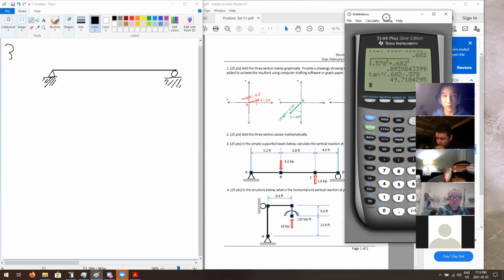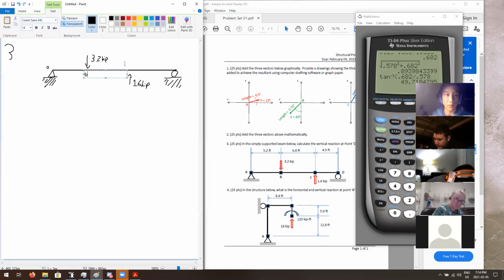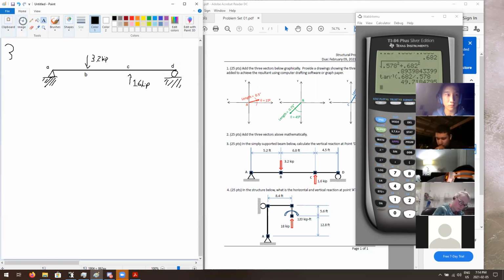Coolio. All right, so now we have a force of 3.2 kips right here. And we have a force of 1.6 kips right here. We're gonna call this place A. We're gonna call this place B. We're gonna call this place C. We're gonna call this place D.